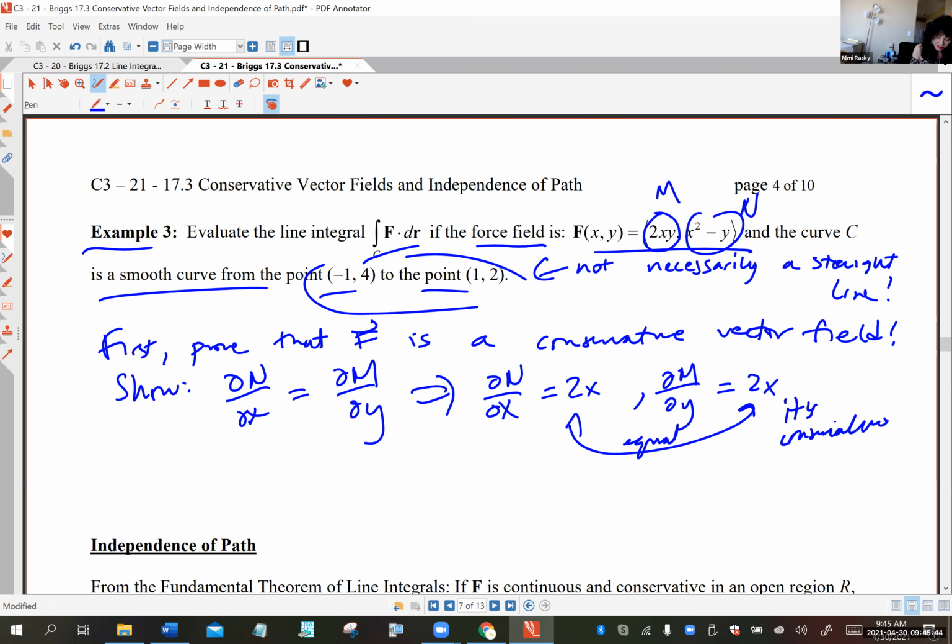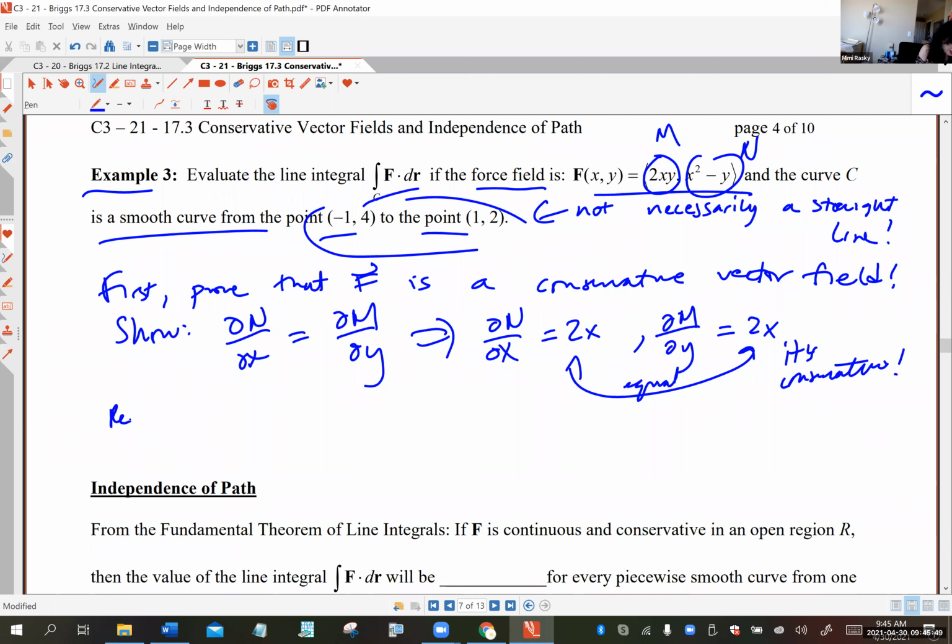So what does that mean? Go get mama. Go get the potential function. So we need to recover f(x,y), which is the potential function.